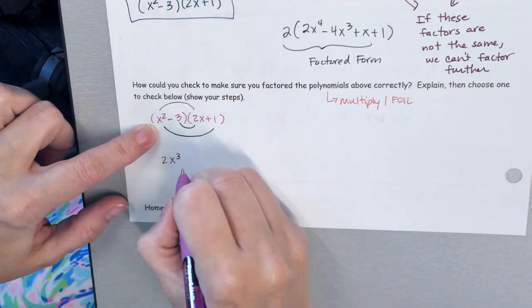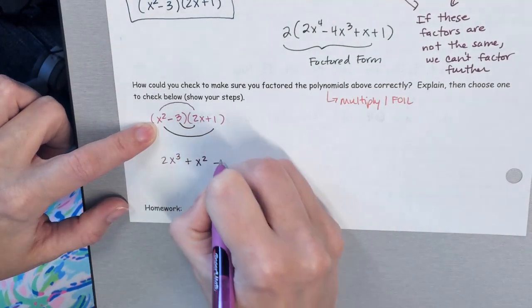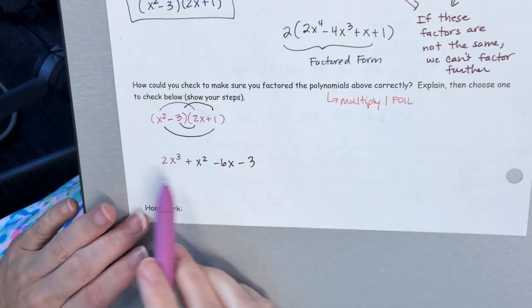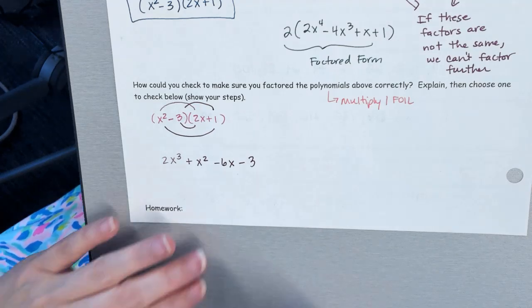So x squared times 1 is going to be x squared. Negative 3 times 2x is negative 6x. And then negative 3 times 1 is negative 3. And if this matches your original, you know that you did it correctly. Okay?